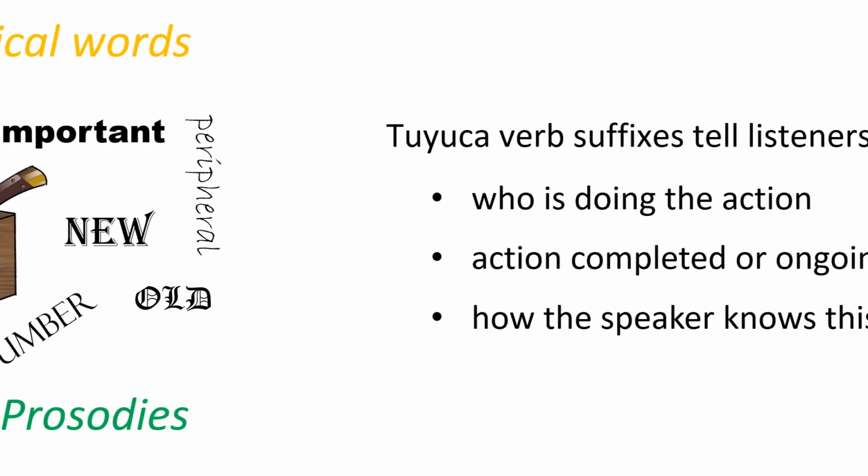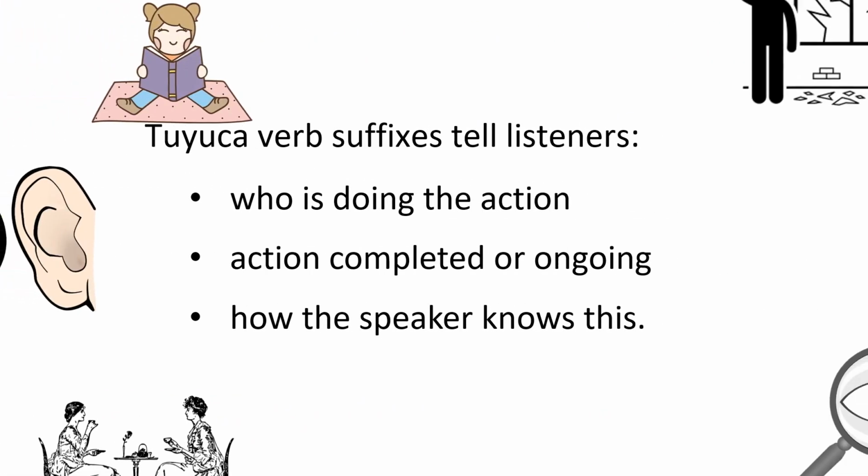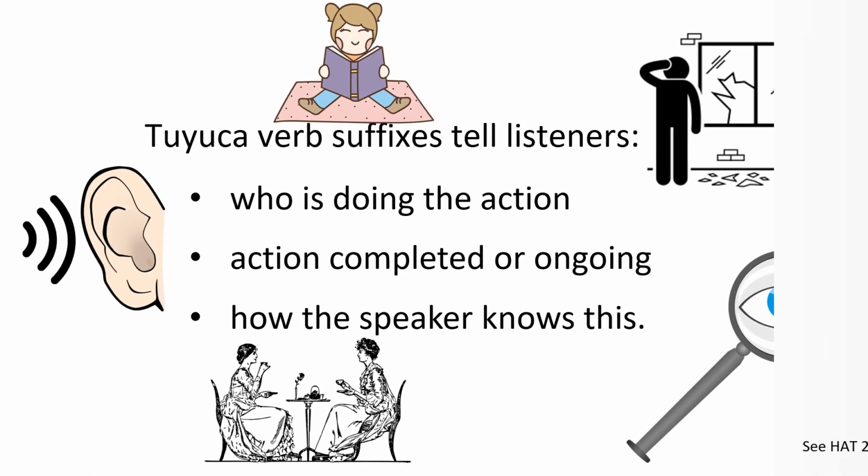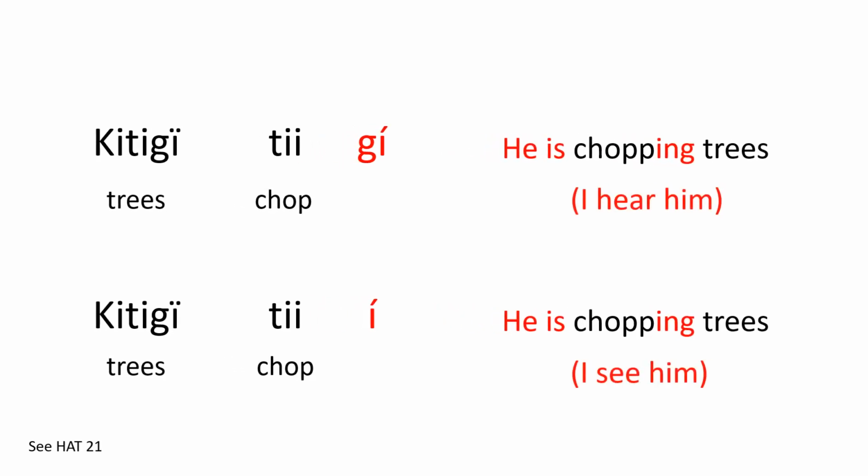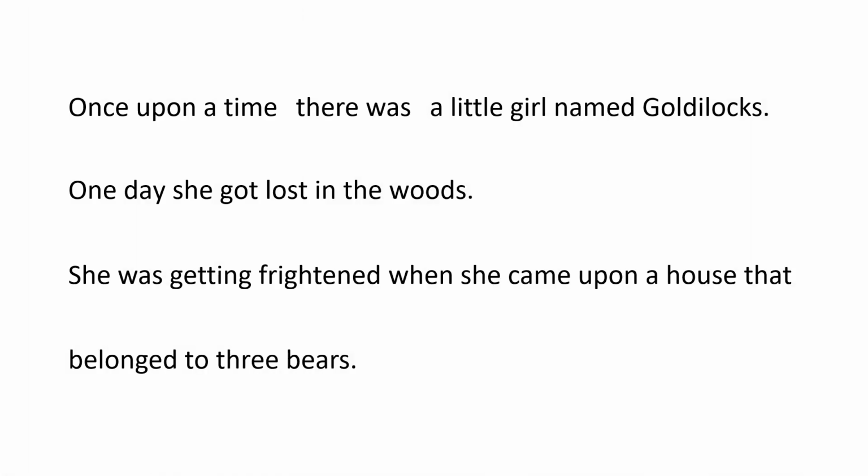In video 21, we considered the Tuyuka language, whose verbal system requires speakers to indicate how they came to know any information that is being asserted in the statements they produce. Since English grammar does not require speakers to include this information, it is missing from most English sentences. This creates a particular challenge when translating stories from English to Tuyuka.